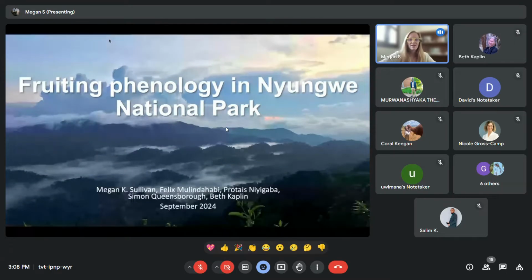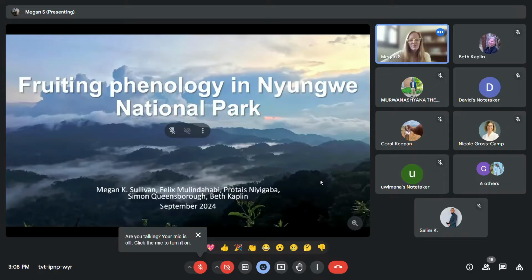And yeah, this work is a part of the work that I've been doing at the center as a part of my Fulbright fellowship. And so it's on fruiting phenology in Nyungwe National Park. And this has been a huge collaborative effort with Beth and Simon Burrow, and I worked a bit workshopping these results with Felix and Prote from African Parks. And so I'm really excited to share what I've got so far and what we are continuing to work on with this.